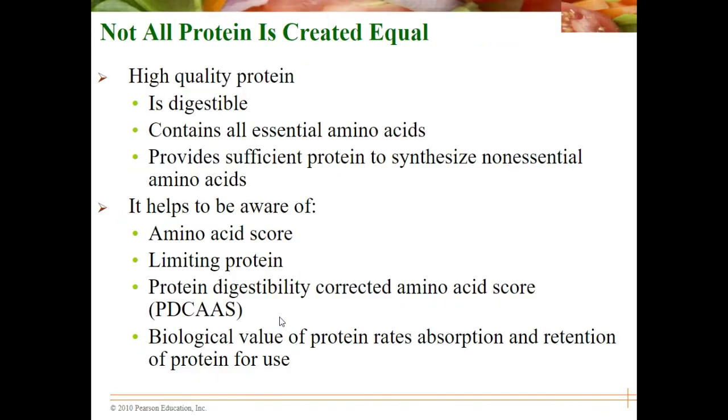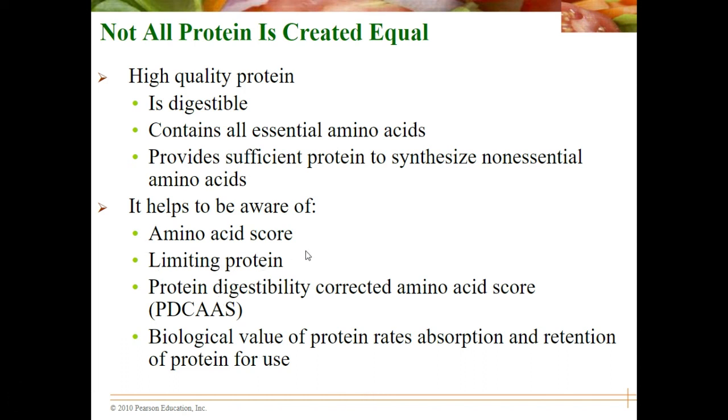And this is what I told you about ganina, that not all protein is created equal. So there are protein sources that are of higher quality. And actually na-mention na nako ni sa chapter 1 na itong discussion, di ba? The proteins that are considered of higher quality are those that are digestible, that contain all the 9 essential amino acids, and that provide sufficient protein to synthesize non-essential amino acids. So, kani siya guys, amino acid score, limiting protein, PDCAAS, and biological value of protein are measures of protein quality.